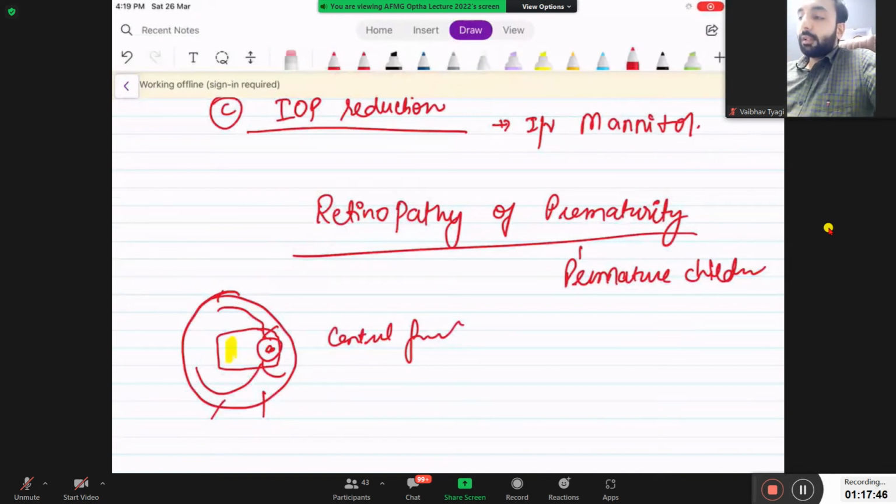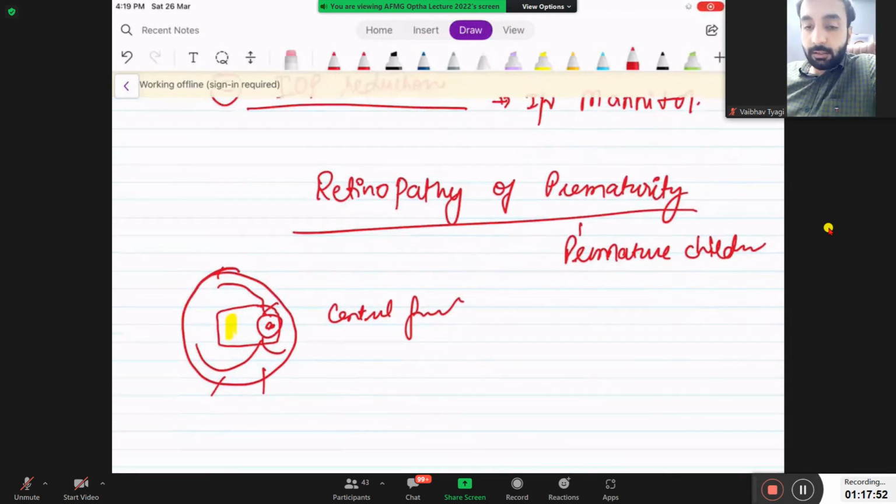Now, what happens when the child is in utero? The vascularization of the retina starts from your optic disc. Clear? Give me a thumbs up. In utero, vascularization starts in the retina from which part? From around the optic disc, around the optic nerve head. Then from the optic disc, it goes to the nasal half of the retina.